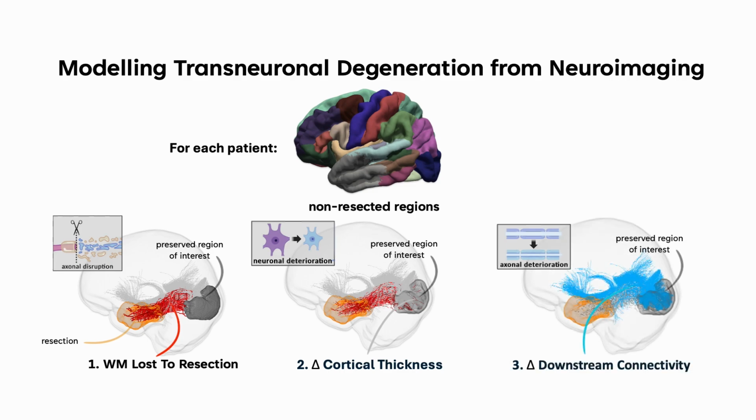And third, the longitudinal change in connectivity to the rest of the brain, specifically focusing on those connections that were not resected during surgery. Through these effects, we then built an imaging model of transneuronal degeneration, predicting longitudinal changes based on the white matter lost to resection.